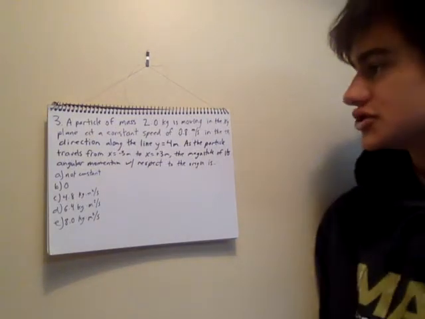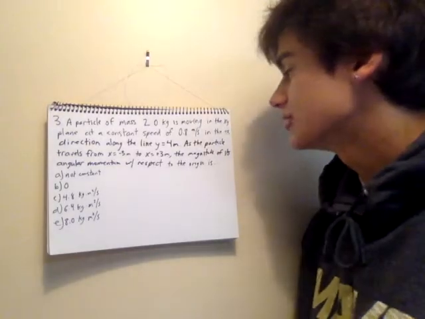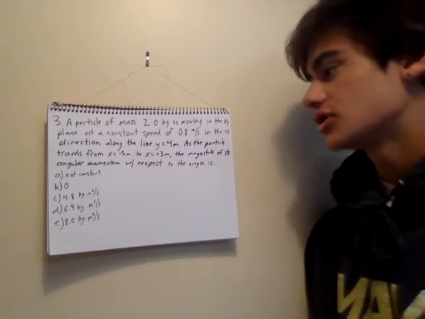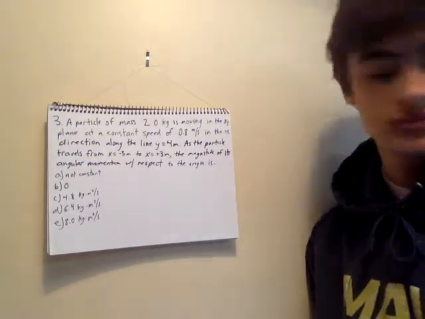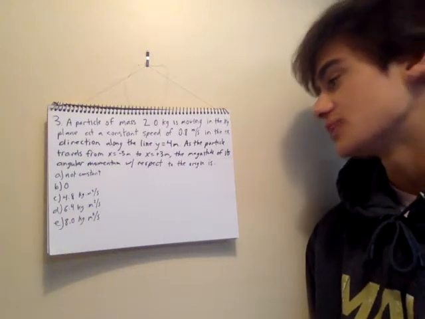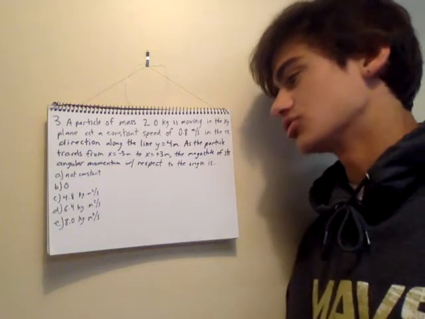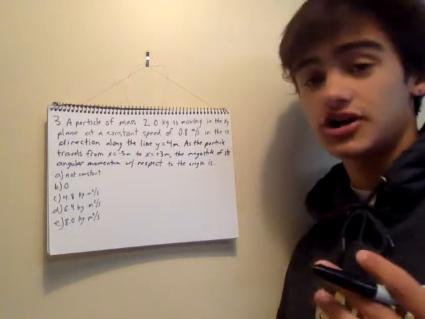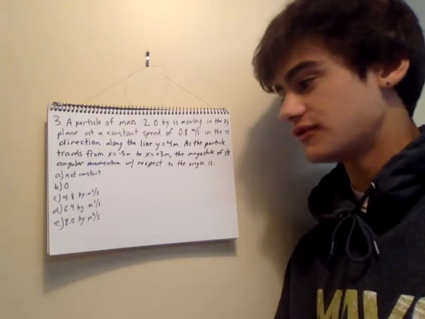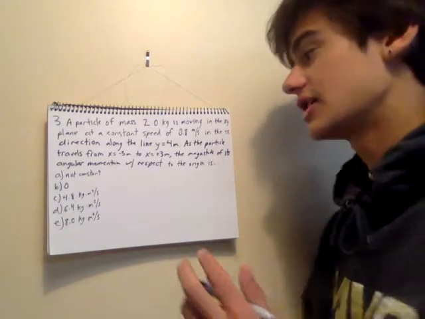A particle of mass 2.0 kilograms is moving in the xy plane at a constant speed of 0.8 meters per second in the positive x direction along the line y equals 4 meters. As the particle travels from x equals negative 3 meters to x equals positive 3 meters, the magnitude of its angular momentum with respect to the origin is, then we have A not constant, B 0, C 4.8, D 6.4, and E 8.0.